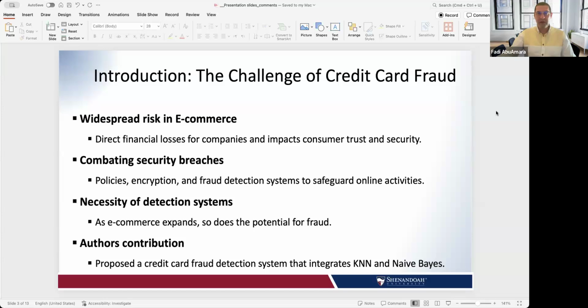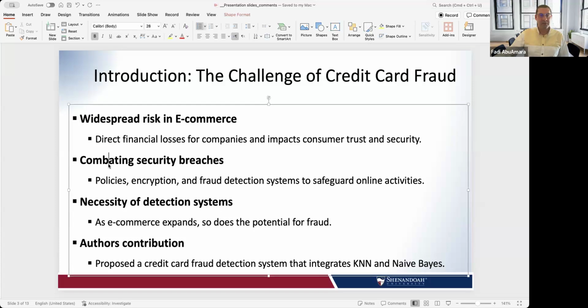Let's start with an introduction, the challenge of credit card fraud detection. The first point, we speak about the widespread risk in e-commerce. As we know, credit card fraud is a significant and ongoing threat to both businesses and their clients, especially when we speak about online transactions. Why? Credit card fraud causes direct financial losses for companies and impacts consumer trust and security.